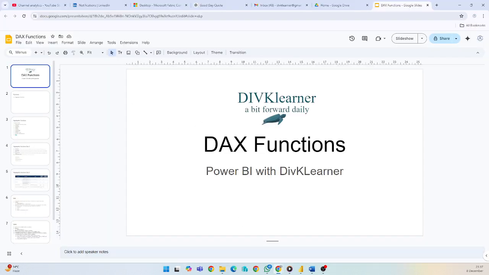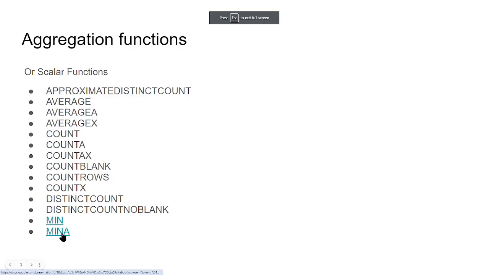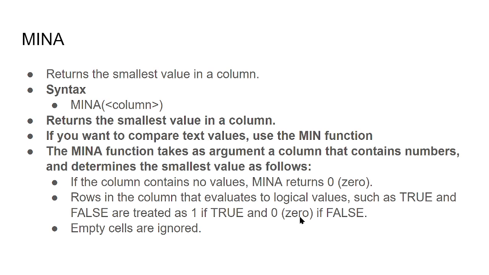So today, as mentioned, we'll be talking about the DAX function called MINA. MINA returns the smallest value in the column. Its syntax is MINA(column), where you write down the column name. If you want to compare text values, use the MIN function, because MINA doesn't work on text. If the column contains no value, MINA returns 0. Rows in the column that evaluate to logical values such as true and false are treated as 1 if true and 0 if false, and empty cells are ignored.